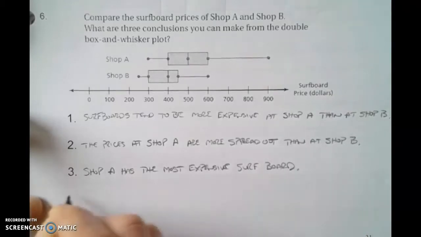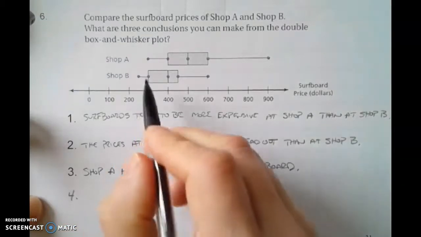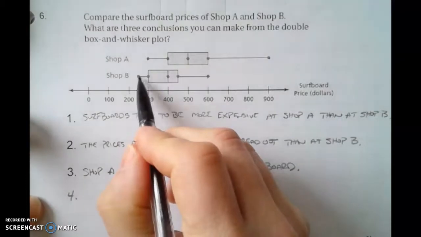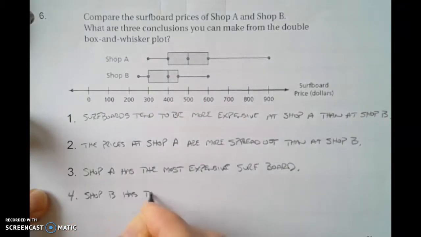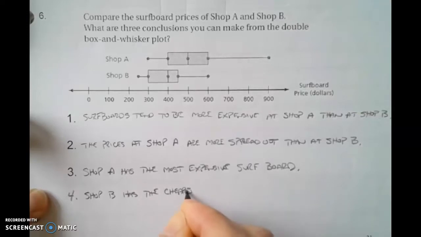I can even make one more conclusion. I'll add a fourth one in here. Maybe I want to know where the cheapest surfboard is going to be. Well, again, look at the minimum values here. I can see shop B's minimum is lower than shop A, so I could say that shop B has the cheapest surfboard.